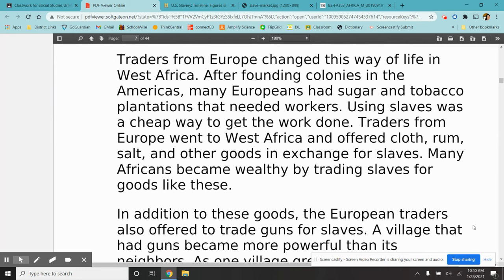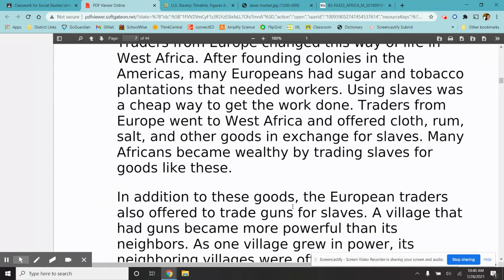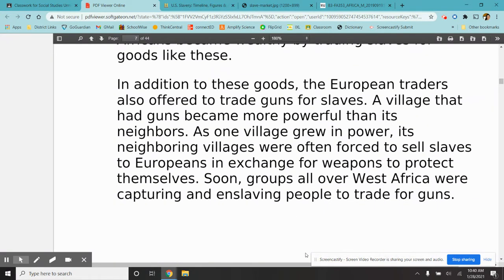After founding colonies in the Americas, many Europeans had sugar and tobacco plantations that needed workers. Using slaves was a cheap way to get the work done. Traders from Europe went to West Africa and offered cloth, rum, salt, and other goods in exchange for slaves. Many Africans became wealthy by trading slaves for goods like these. In addition to these goods, the European traders also offered to trade guns for slaves.